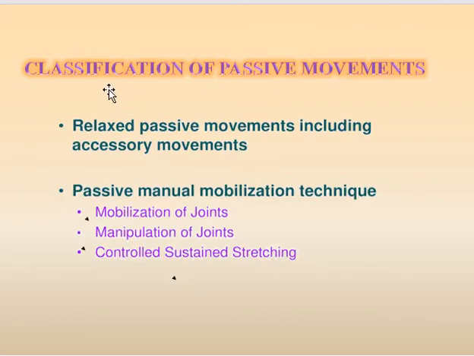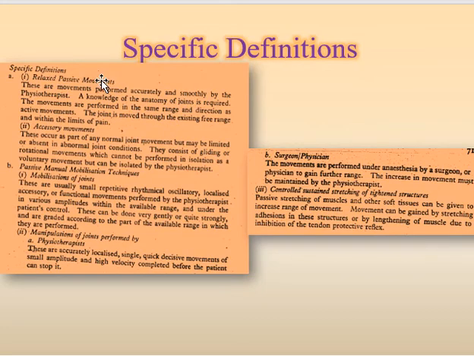Now come towards classification of passive movement. Relaxed passive movements including accessory movements, and passive manual mobilization techniques, further divided into three types: mobilization of joints, manipulation of joints, and then controlled sustained stretching. One by one, we look at these definitions.